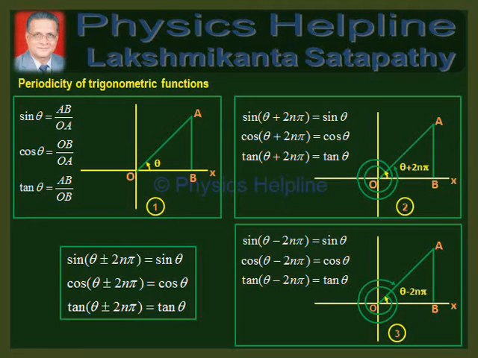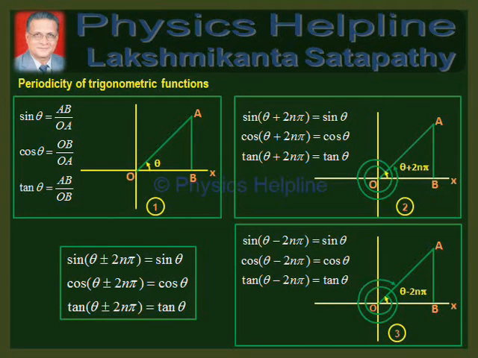Now let us consider the second figure. In this case, the radius vector has traced an angle theta and then from this position has further traced n anti-clockwise rotations. Therefore, the total angle traced is equal to theta plus 2n pi, since one rotation is equal to 2 pi radians. We note that the radius vector has come back to position OA as shown. Therefore, the values of the trigonometric ratios will be the same as those for angle theta.